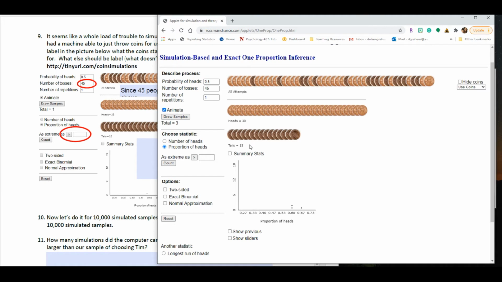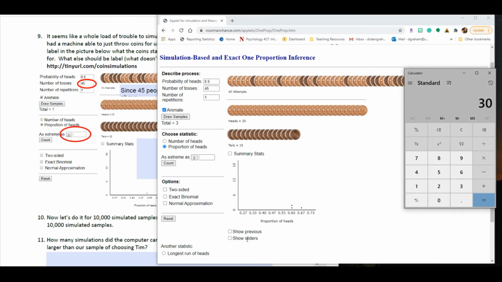That's what's happening. So this time when it calculated, it said, okay, we got 30 heads out of 45. That's 0.66667, or if you round, 0.67.